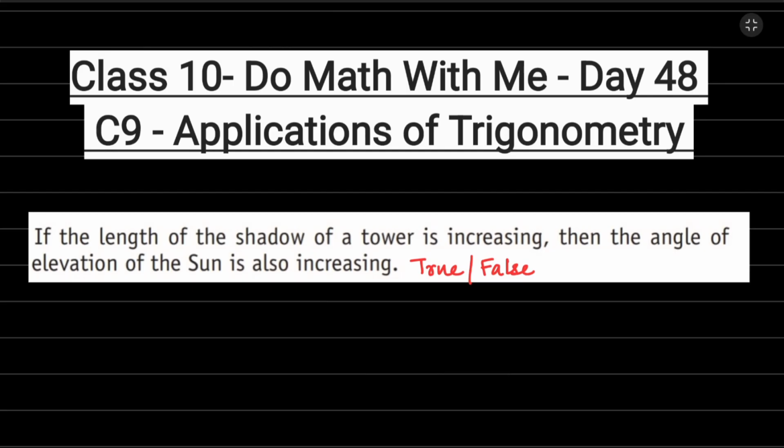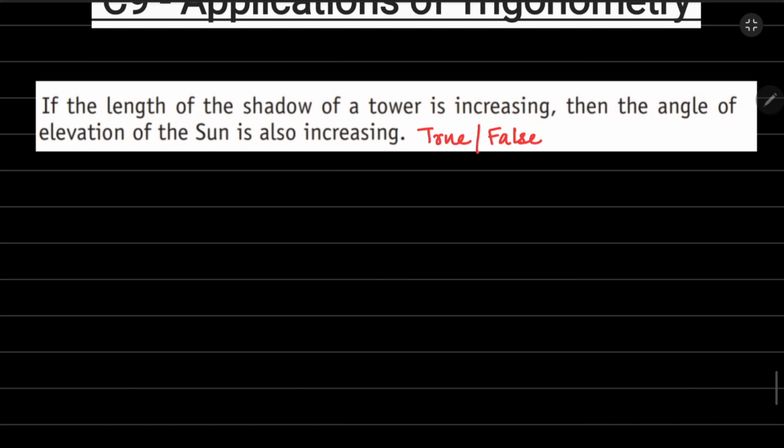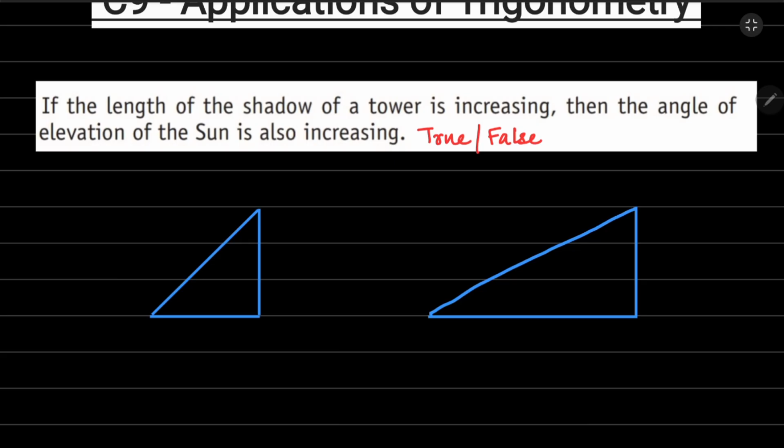The very first question of the day is, if the length of the shadow of a tower is increasing, then the angle of elevation of the sun is also increasing. Let us draw a tower of a specific height. So this is a tower, and the same tower I am drawing another tower here. Initially, let this be the length of the shadow. And in another scenario, the length of the shadow is increasing. Now let's join the two for visualizing the angle of elevation of the sun, even in the second scenario.